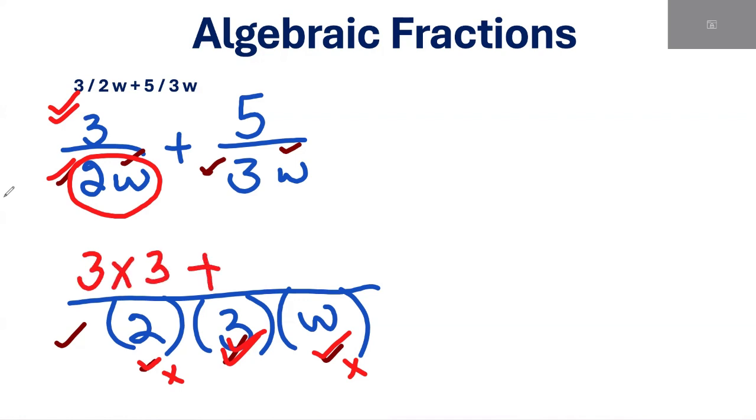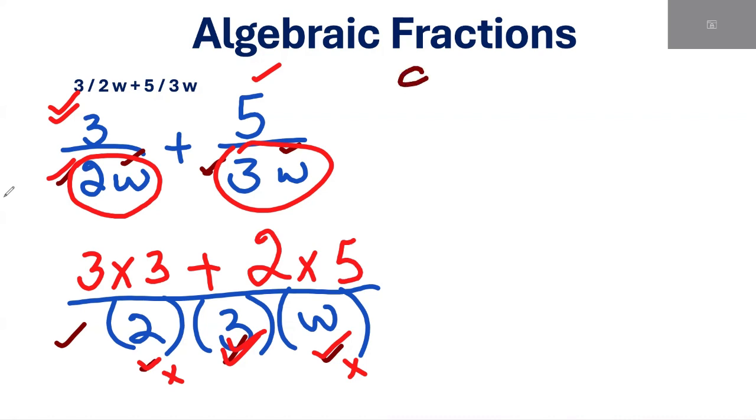Plus, now this 3w, I'm not writing. I'm writing only 2. 2 multiplied by 5. Let's see what is the next step. 3 multiplied by 3 will give you 9. 2 multiplied by 5 will give you 10. Divided by 2 3s are 6w.